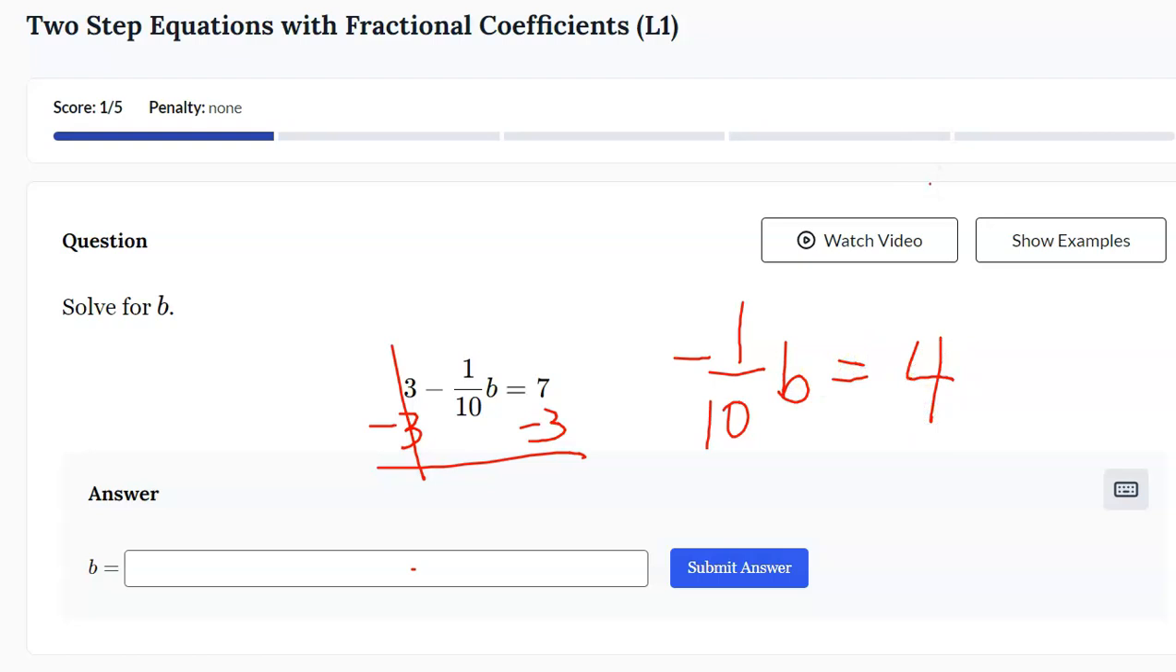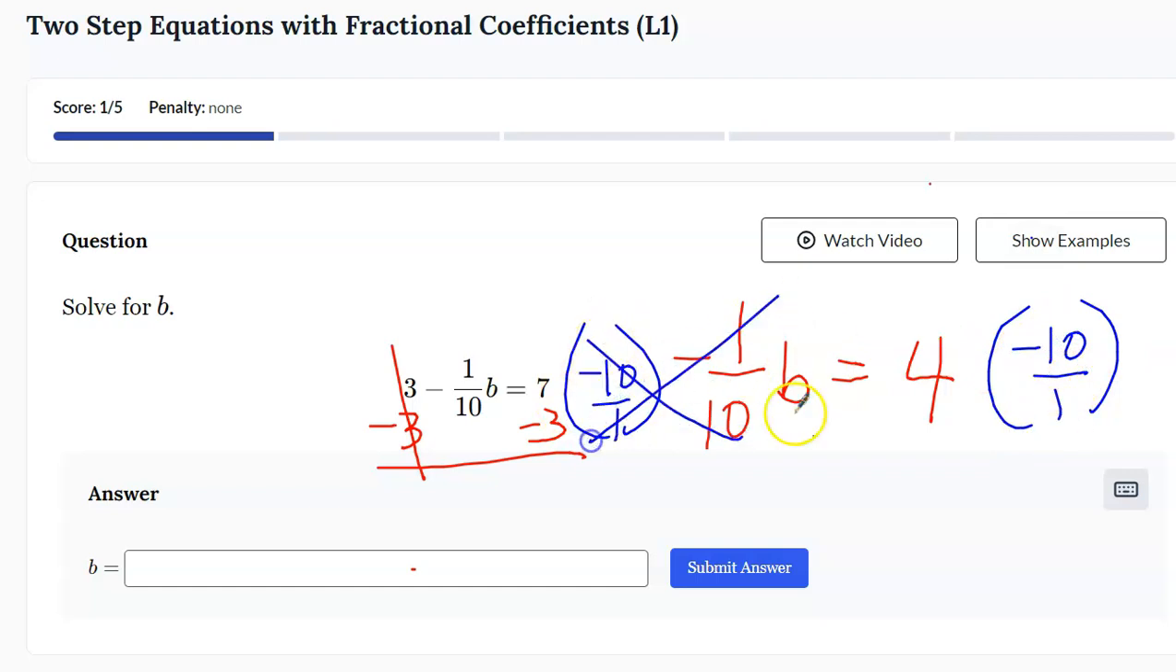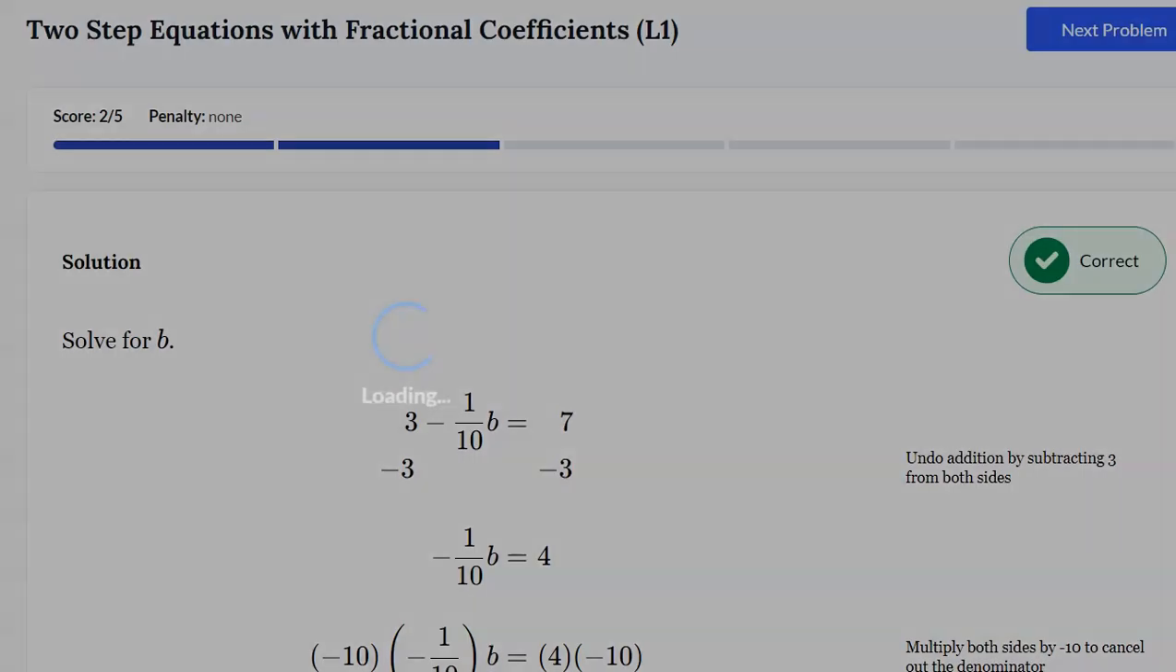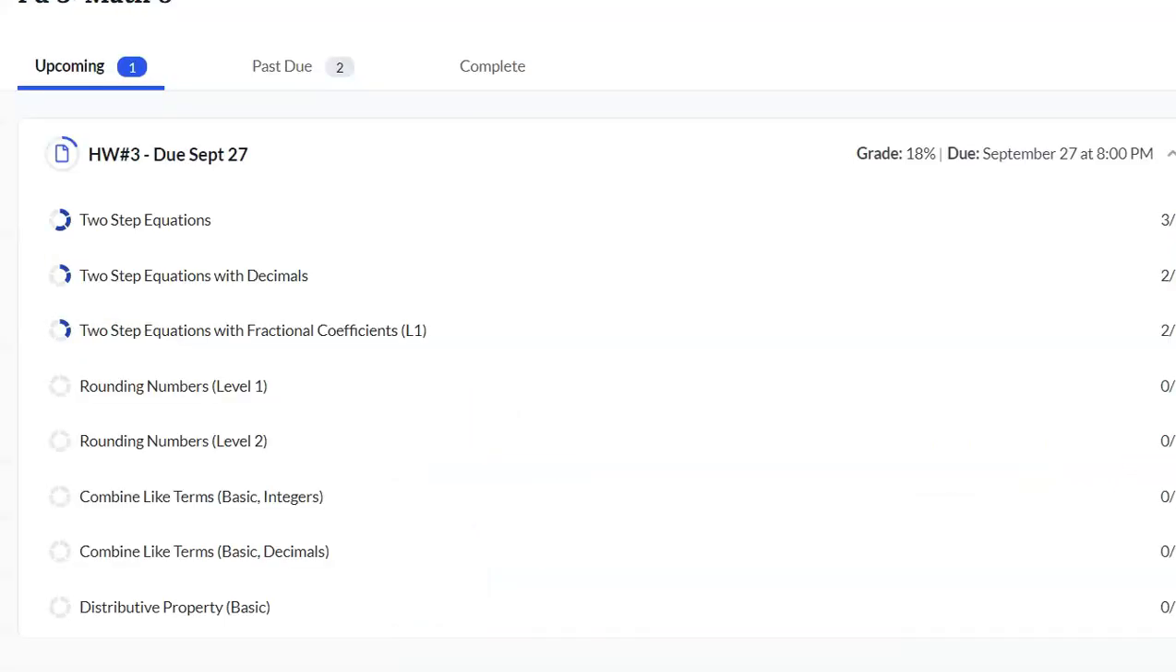Now we don't divide by fractions. We multiply by the reciprocal. So -10/1. So b is equal to -40. Type that in. And let's take a look at the next topic.